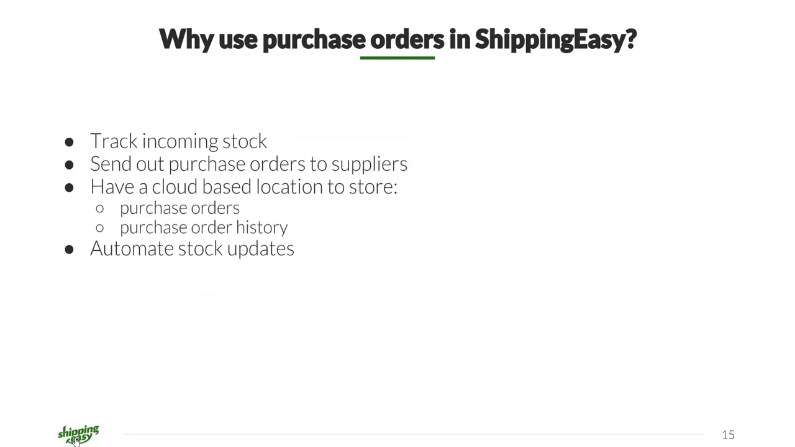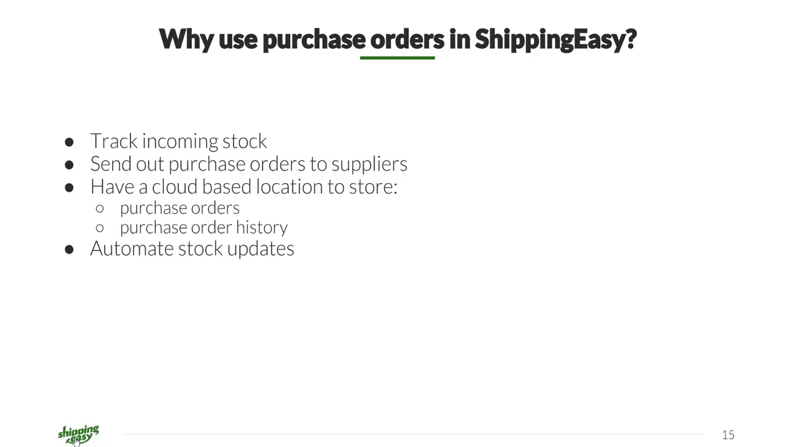So we use purchase orders in ShippingEasy for a few different reasons. So one is to track incoming stock. You'll be able to track any of the pending stock that is coming your way. This way you can cut down on unnecessary ordering and know exactly when you'll need to make an order for specific SKUs. You can also send out orders to suppliers.